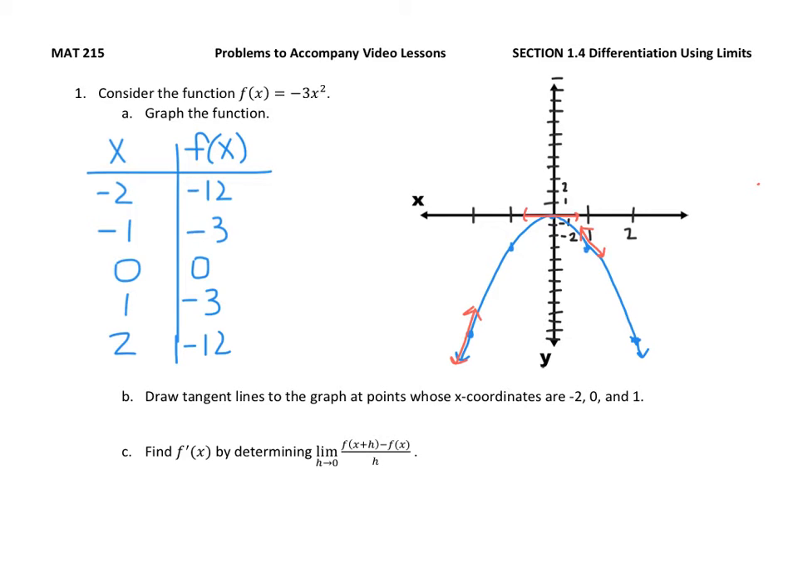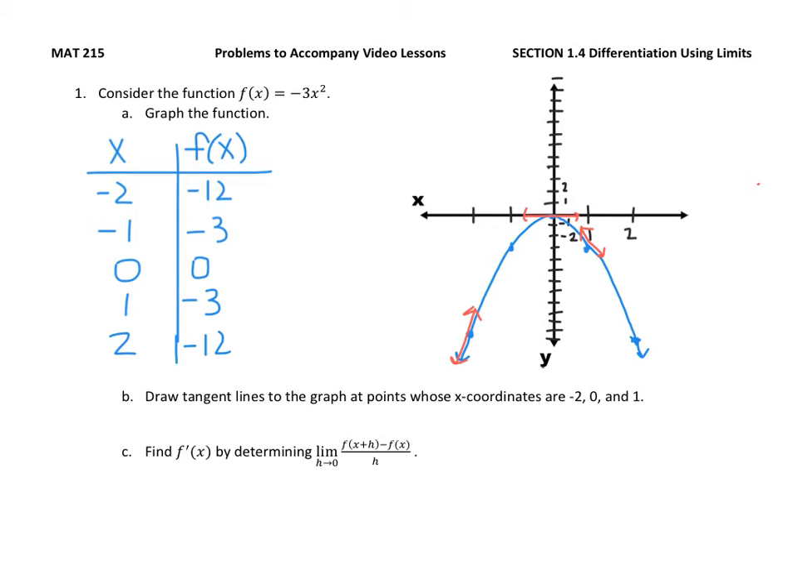Now our goal in this problem is to find out what the slope of these tangent lines are. These red lines, these tangent lines that we just drew, we want to know what those slopes are. So to find those slopes, what we need to do is first find the derivative. That's what the derivative will tell us. It'll tell us the slope of the tangent line.